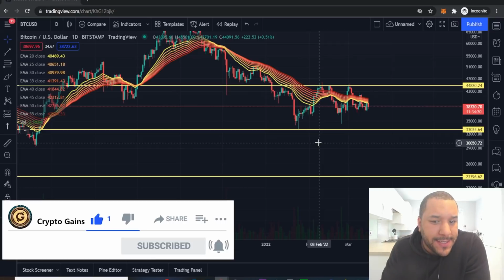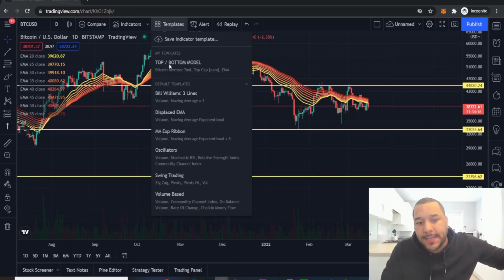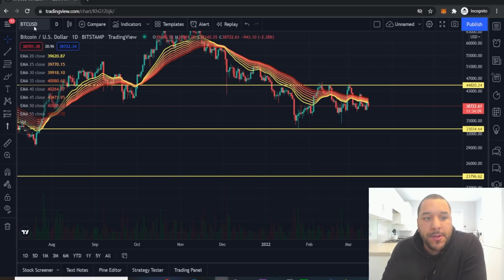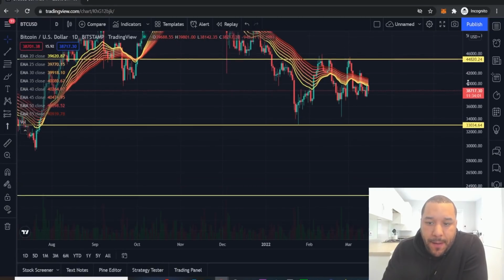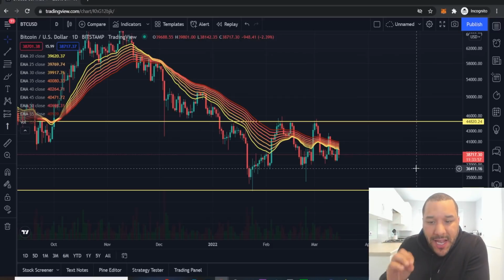I've shown you guys how to set this up. You come on TradingView, sign up for free, click on templates, and then you come over to the MA exponential ribbon, turn it on, and this is what you see. And I'm using the Bitcoin Bitstamp chart, right? So if you type in Bitcoin up here, you'll see Bitstamp and then you can use it. I really want you to grab it because you can get a fine picture of where the price is getting rejected in Bitcoin.